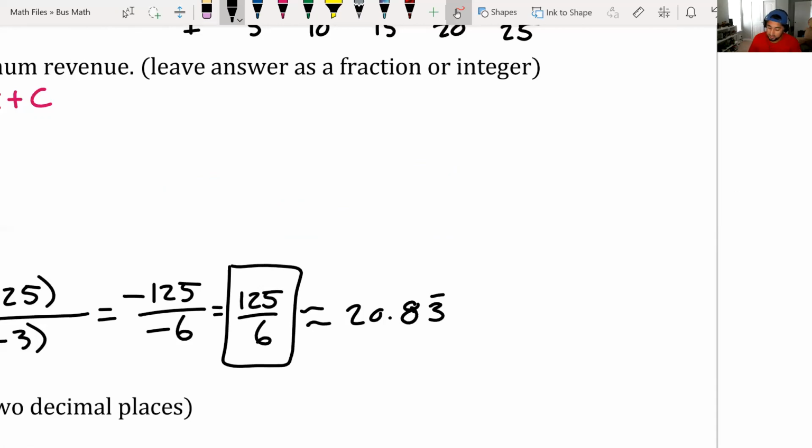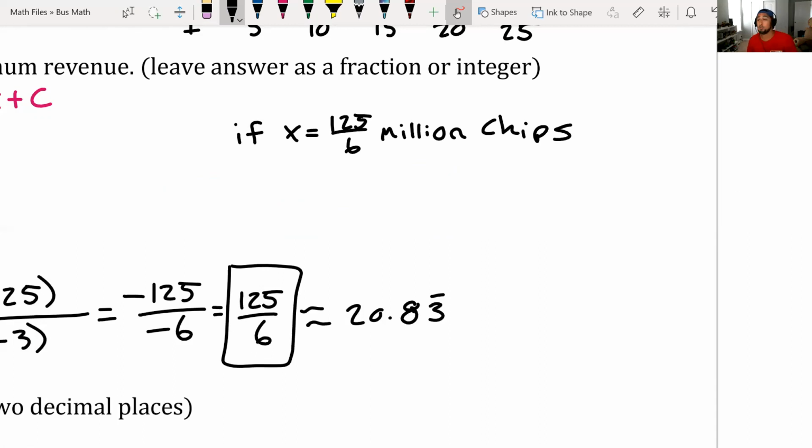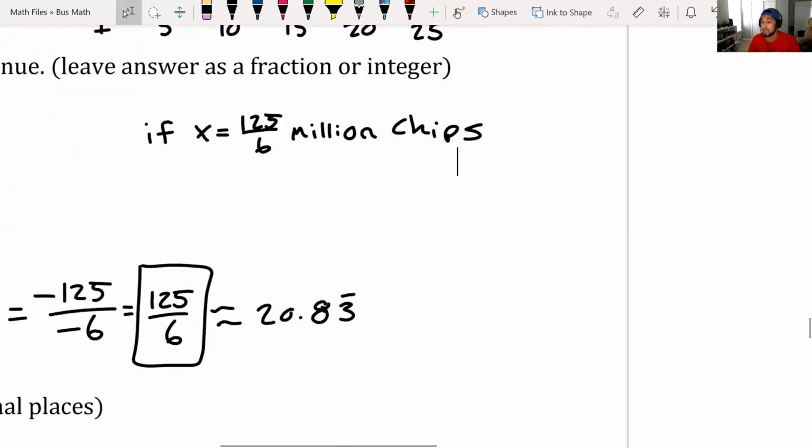So what this means is that since this is the output, we also have to interpret what it means. We have to say if x equals 125 over 6 million chips, this will produce the maximum revenue.